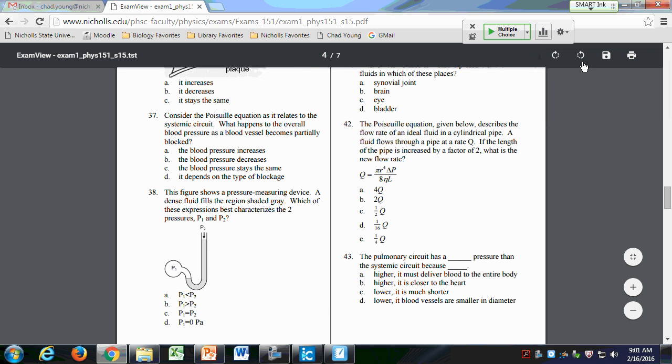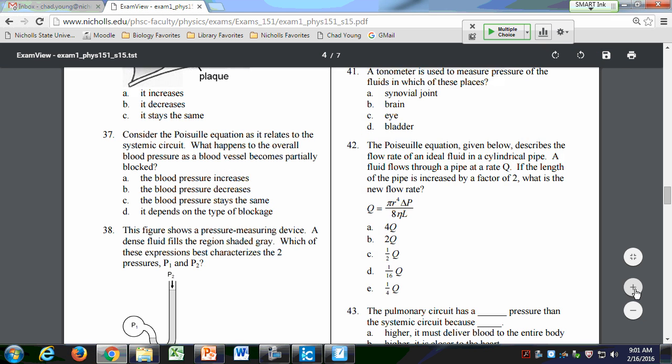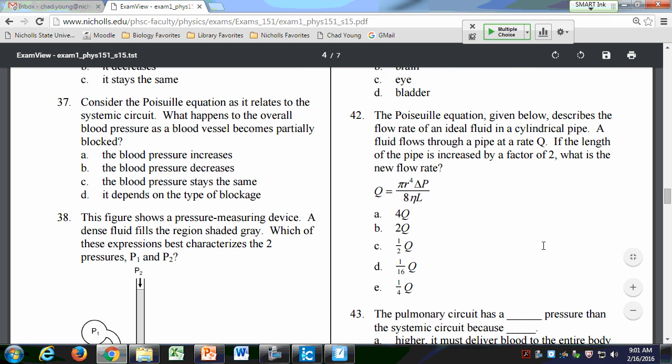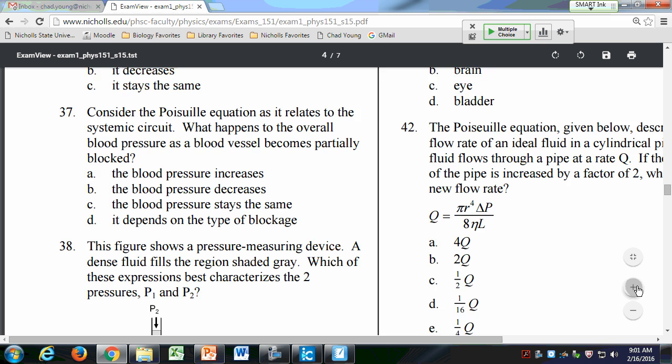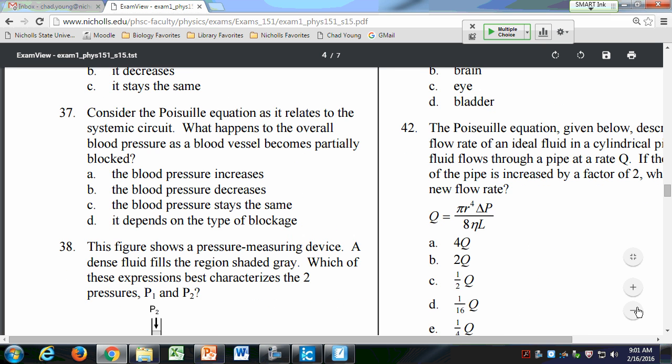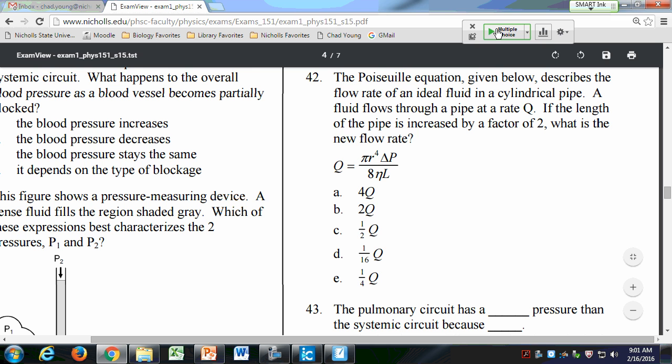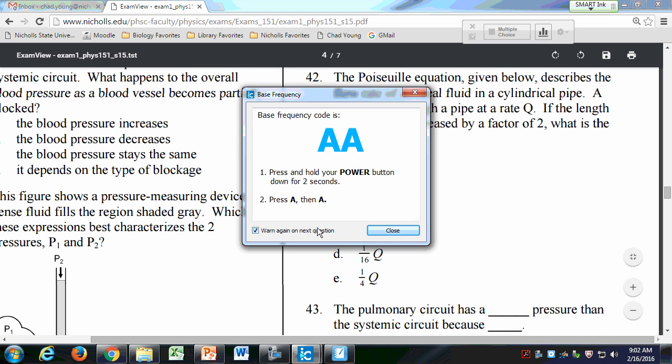Let's just try a couple little questions here, just to jog your memory. Let's try number 42, the Poisson equation given below.